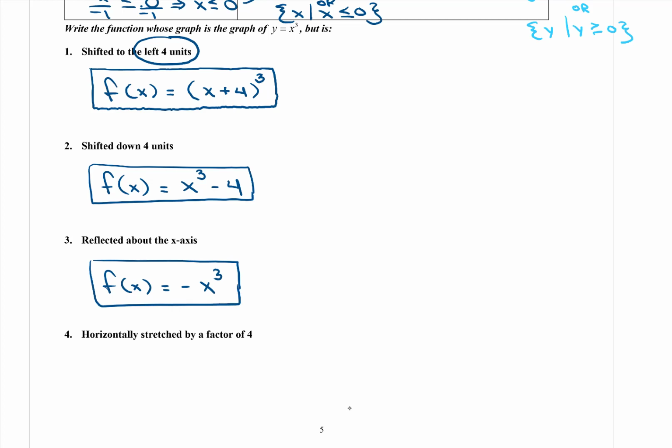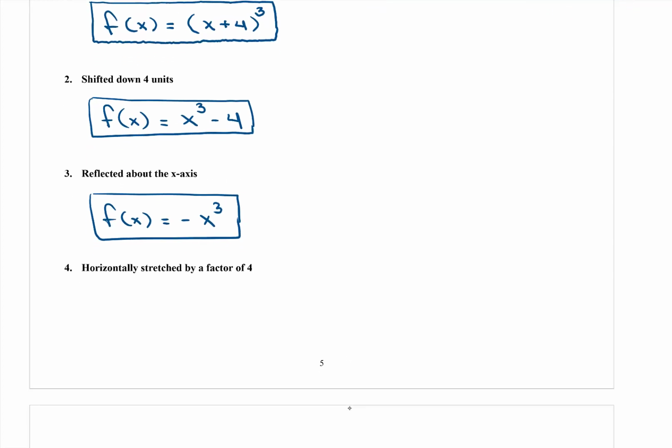If it's up, it's a plus. Reflection about the x-axis. So reflection about the x-axis, that's going to be f of x is equal to negative x cubed, and horizontally stretched by a factor of 4.